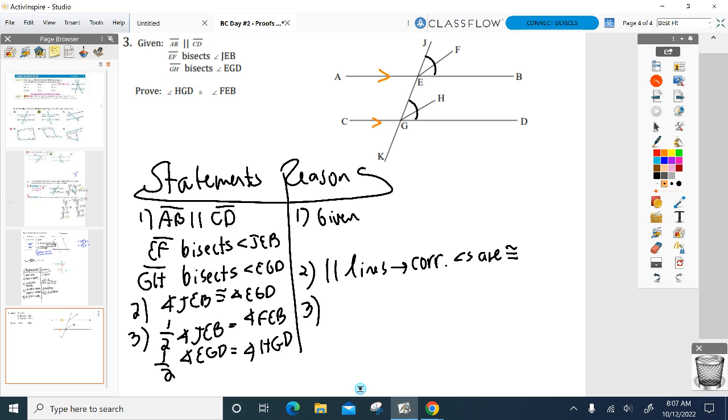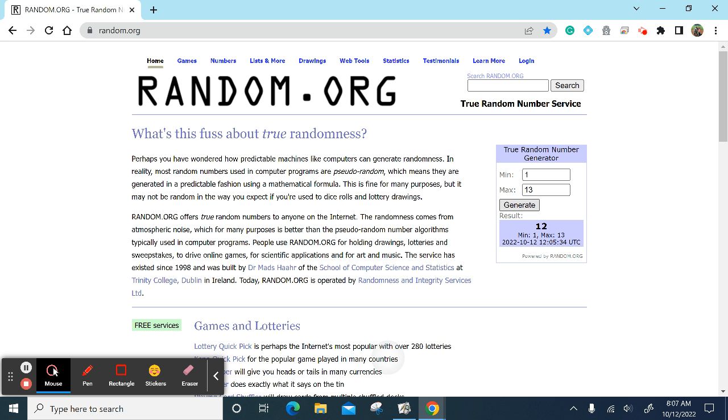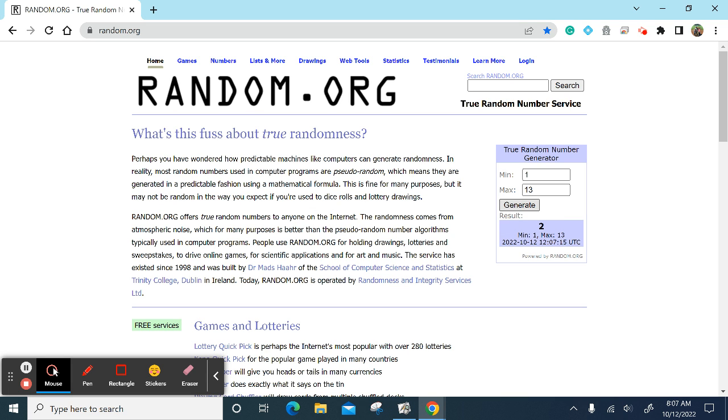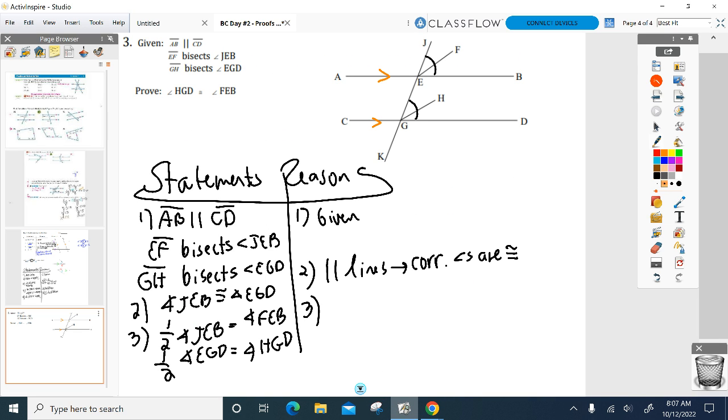Not halves of equal quantities, because I'm not setting these equal yet. How do you know you can take half of them? How do we know we could take half of them? Go back real quick. How do I know I could take half of it? Definition of bisects. Got it.